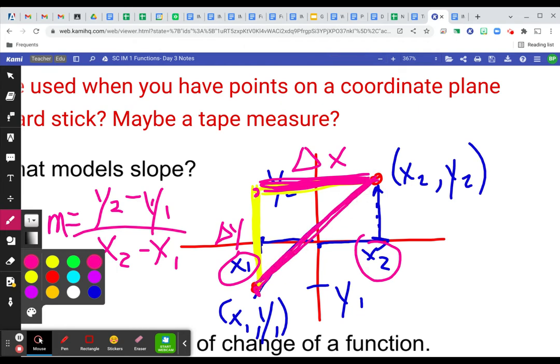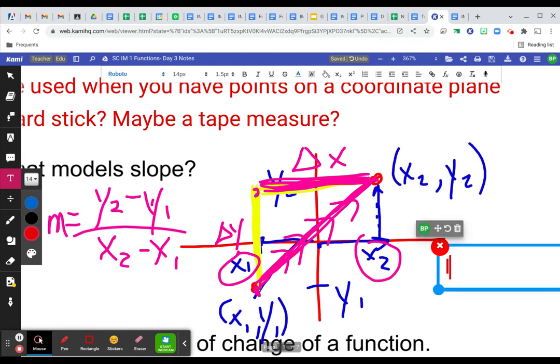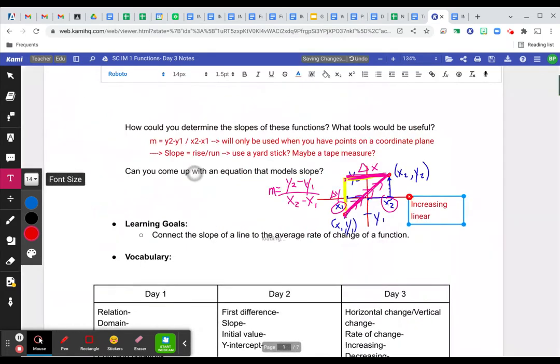Now what we just created there is what's called a slope triangle, and that would be increasing. So you always read a graph from left to right, and this thing is moving in the upward direction from left to right. So this would be considered increasing. Okay, this guy is increasing, linear. All right, so that is how you would determine and make sense of an equation.